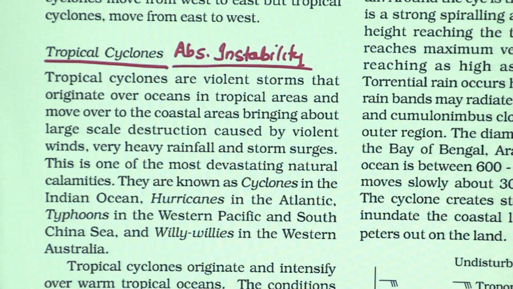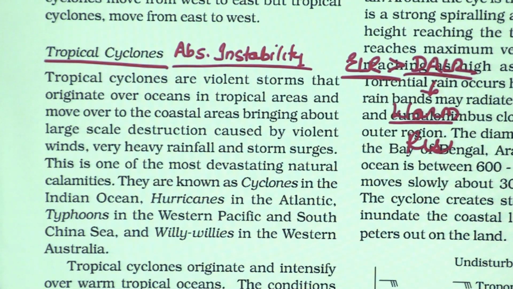And this absolute instability technically stands for environmental lapse rate is greater than dry adiabatic lapse rate. So the air column is immensely warm and will rise abruptly. And this rising will create the unstable, turbulent weather condition. So what we have learned as instability, we want to carry it forward from this.